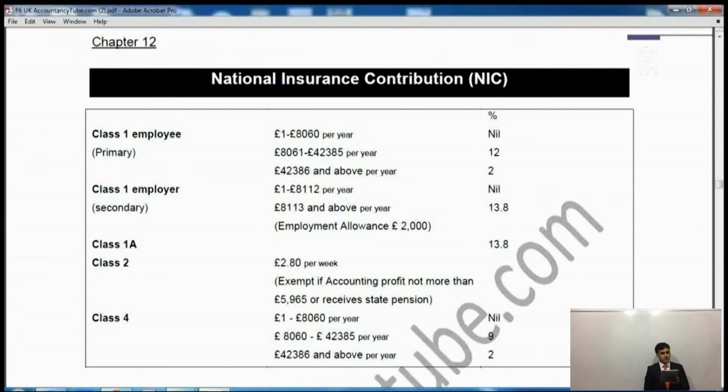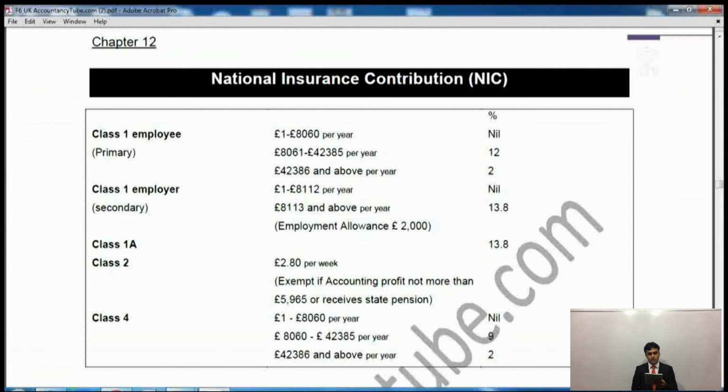Now, these rates, this table, will be given to you in the exam, so you will not have to worry about what the rates are. However, what you will need to worry about is that you will need to differentiate between these. It is very, very easy, and it is highly examinable in the exam. So please make sure you know who has to pay class 1, who has to pay class 1 secondary, who has to pay class 4, and who has to pay class 2 and class 1A. So you just need to differentiate between these. The rest will be given to you in the exam anyway.